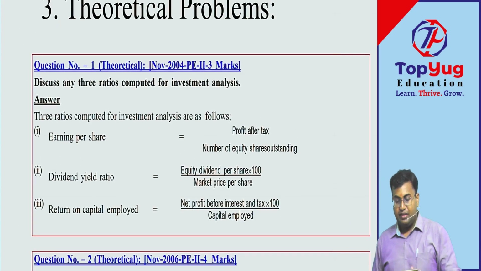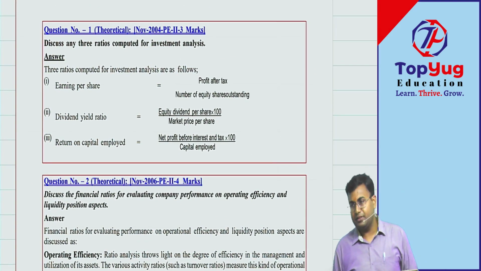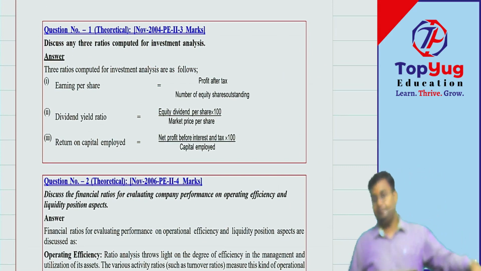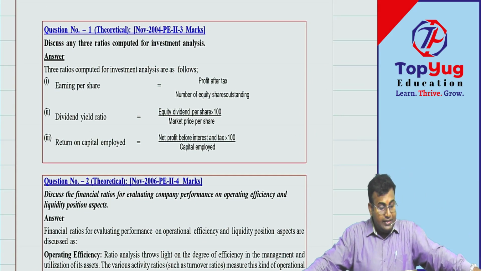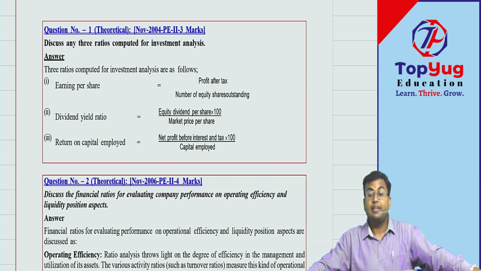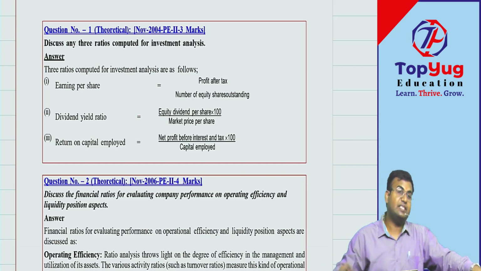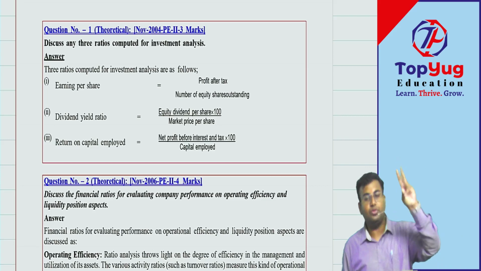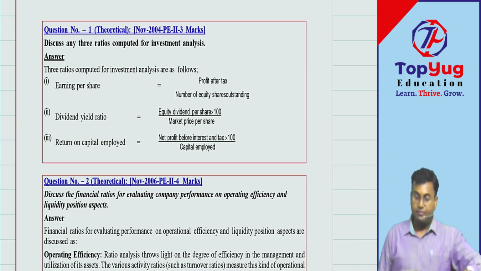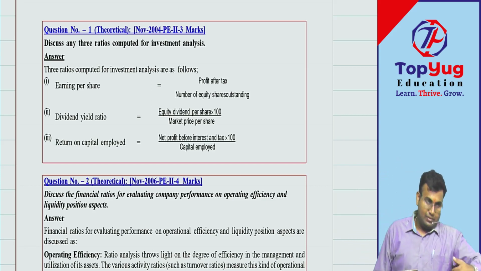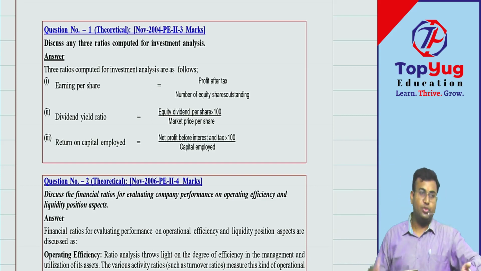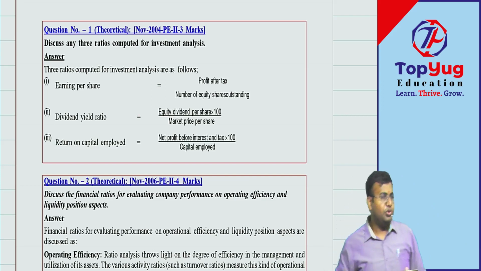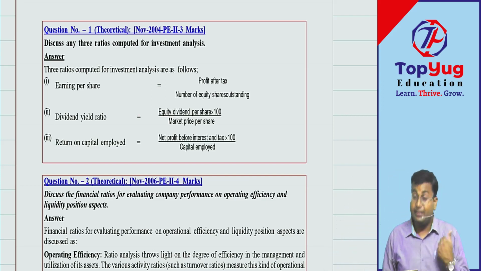Yes. With this, let us first do two theoretical problems, and then we'll move on to the practical problems. Now, discuss any three ratios computed for investment analysis. In order to do investment analysis, what three ratios should we take into account? Please tell me. First one, investment, right? It could be so many ratios, but how to make an investment into the business? Do you want to know, if I make an investment, how much would I get?